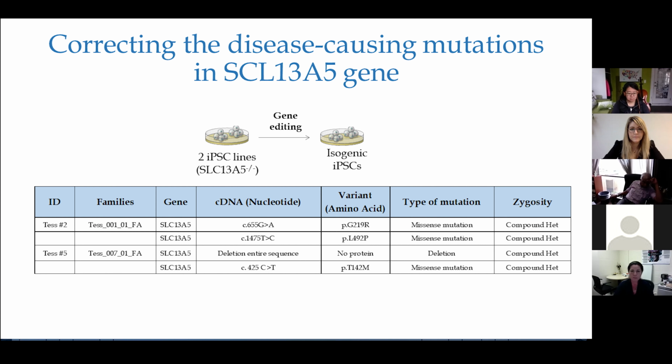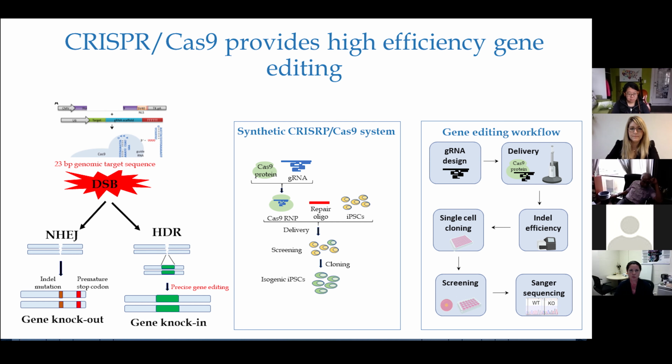So what we decided to do to correct these mutations is to use the CRISPR-Cas9 system. And basically, we use that system because it's very, very efficient. This is the Cas9 protein and some of the components of the system, like the guide RNA, that will actually recognize the target sequence that we want to cut. The Cas9 protein cuts once the guide RNA binds to the target sequence. And that is all what CRISPR does.